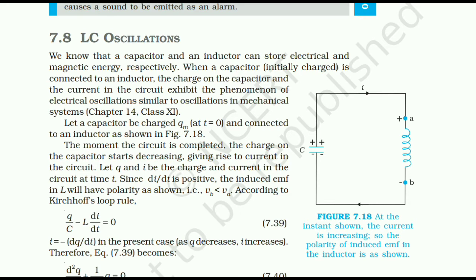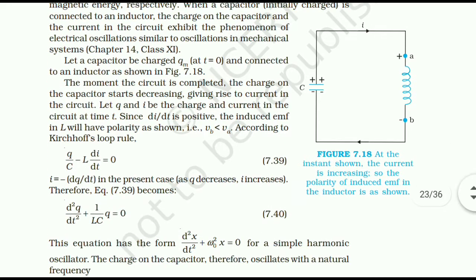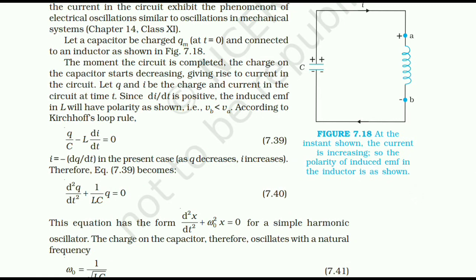Let a capacitor be charged to qm at t = 0 and connected to an inductor as shown in figure 7.18. The moment the circuit is completed, the charge on the capacitor starts decreasing, giving rise to a current in the circuit. Let q and i be the charge and current in the circuit at time t. Since di/dt is positive, the induced EMF in L will have polarity as shown, that is, VB is less than VA. According to Kirchhoff's loop rule, q/C − L di/dt = 0, where i = −dq/dt in the present case, as q decreases and i increases.